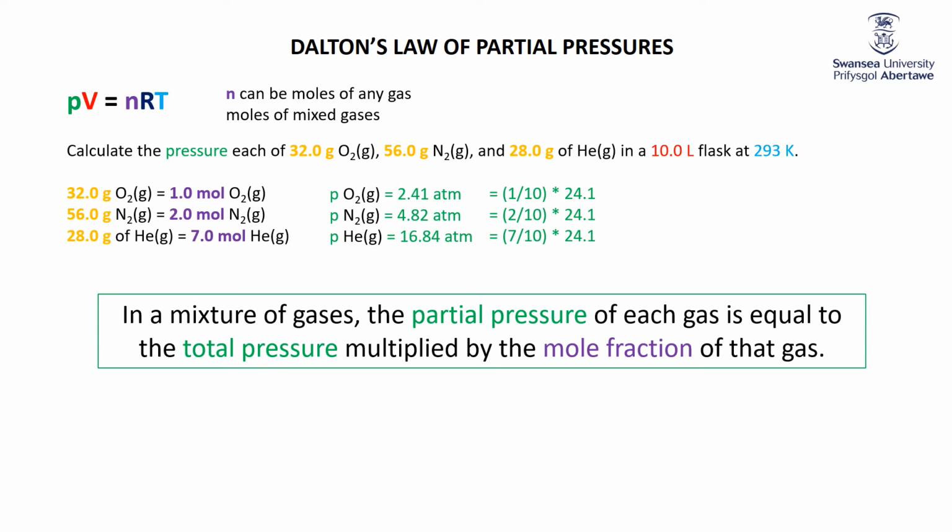In a mixture of gases, the partial pressure of each gas, so in this case, oxygen has a partial pressure, nitrogen has a partial pressure, helium has a partial pressure. The total pressure is the sum of all those partial pressures. Each partial pressure is the total pressure multiplied by the mole fraction of that gas. Put it into a nice little symbolic form. The partial pressure of each gas, so for oxygen 2.41 atmospheres, is the total pressure, 24.1 atmospheres, times the mole fraction of the gas that is oxygen. Well, in this case, 1/10 of the whole gas was oxygen, because 1 mole in 10 was oxygen.